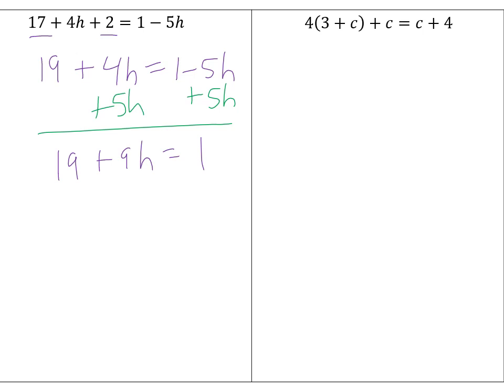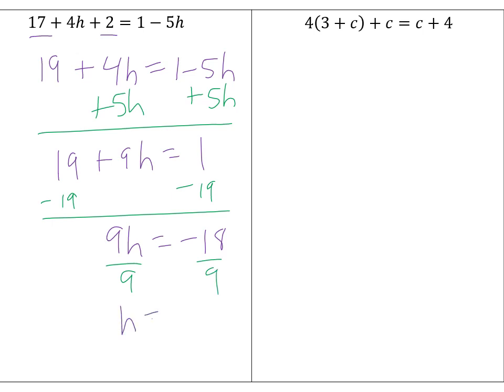And then solve. So we need to move the 19 to the other side, so it's a positive. We subtract it from both sides. That leaves us with 9h equals 1 minus 19. Well, that's going to be negative 18. Then we divide both sides by 9, and that gets us h is negative 2.